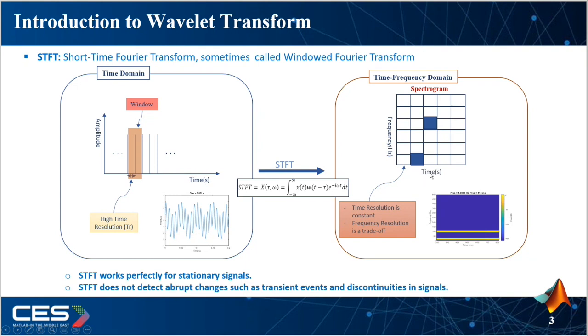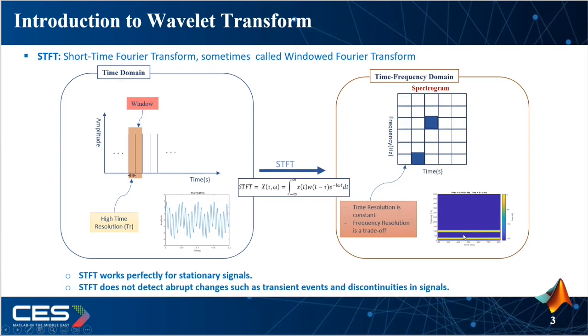The time here is always fixed, the size of the window. And the frequency also is fixed. So we cannot decide that we want more resolution here, or the same for the time. So the resolution is a trade-off. This is the scalogram obtained by running code in MATLAB on a signal with two frequency components.